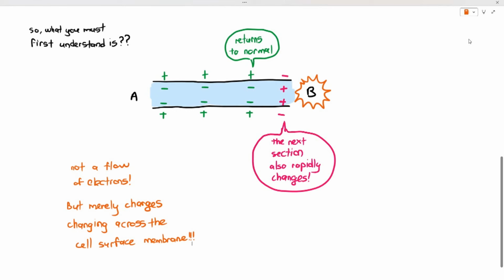But of course, you might be thinking, what is causing this positive? What's causing this negative to happen? Why is it moving? Why is the charge changing from one area to another? We will talk about that more in the next video.